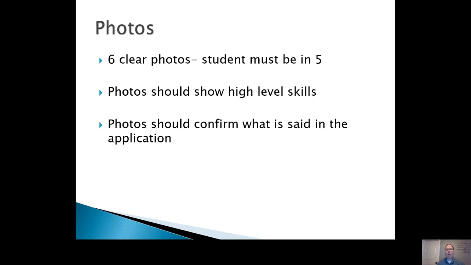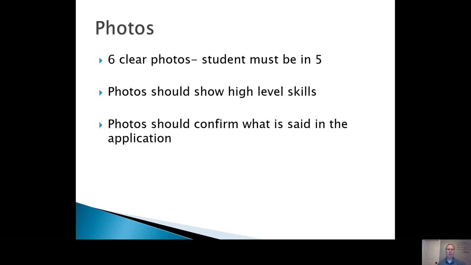And how we know that often is what the caption says. The photo may be something very simple, but the caption may help us understand how that is a high-level skill and how the student developed that. And again, the photo should confirm what's said in the application. If the student says that they had the Grand Champion Market Goat at the North American, I'd like to see a picture of the Grand Champion Market Goat. If the student says that they have a brand new zero-turn mower, I'd like to see a picture of a zero-turn.